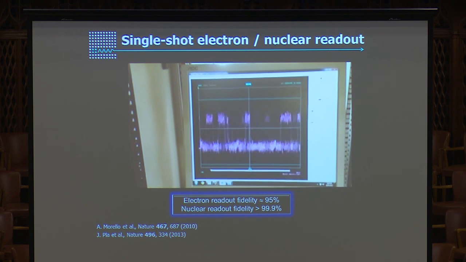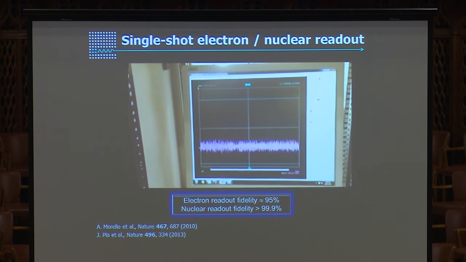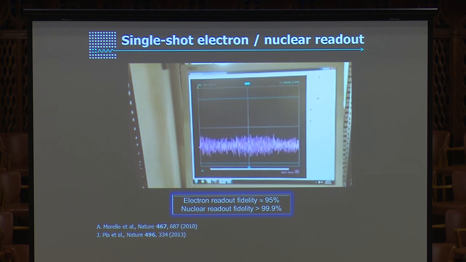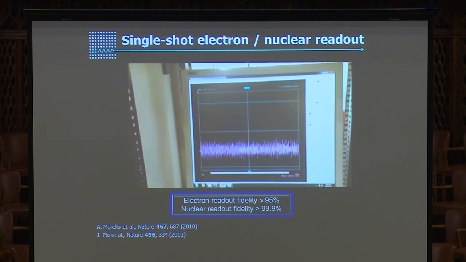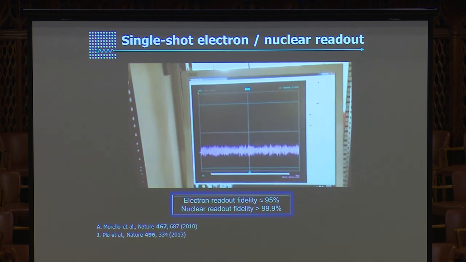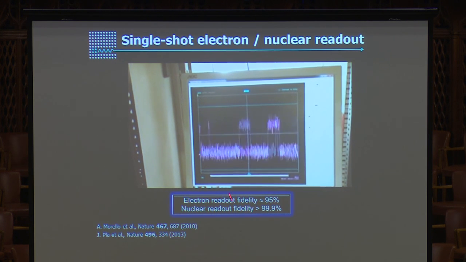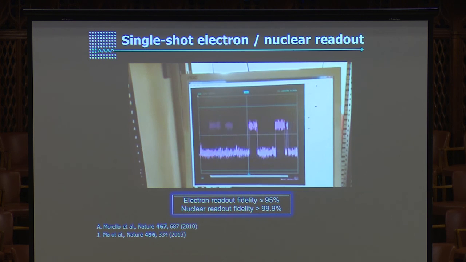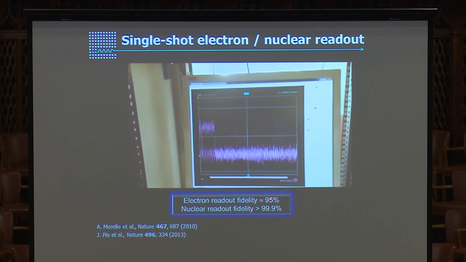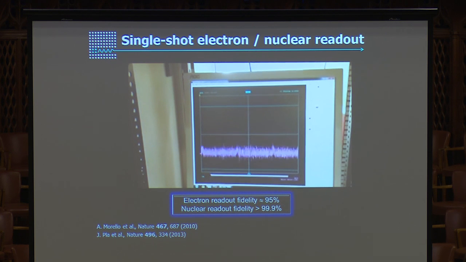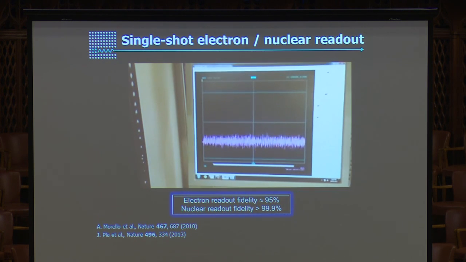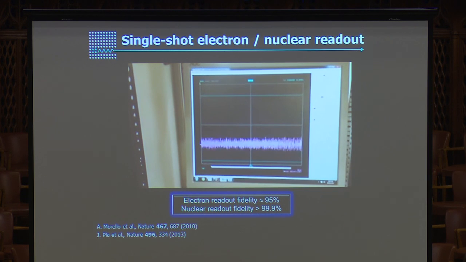Now, even before doing the whole analysis of the errors here, you can guess that the confidence with which you can tell me which state the nucleus is in is pretty high. I mean, you can't miss it, right? Just looking at it. So we easily get 99.9% fidelity on the nuclear readout, and we're at about 95% on the electron, caused by basically the signal-to-noise ratio and the fact that sometimes some of the blips are too short for our bandwidth, so we miss them. But anyway.